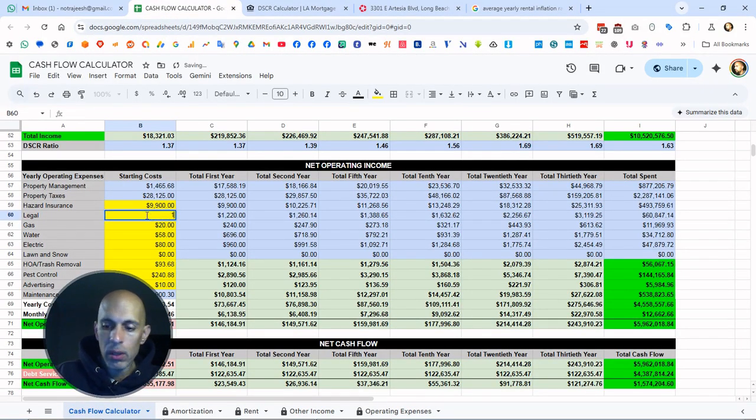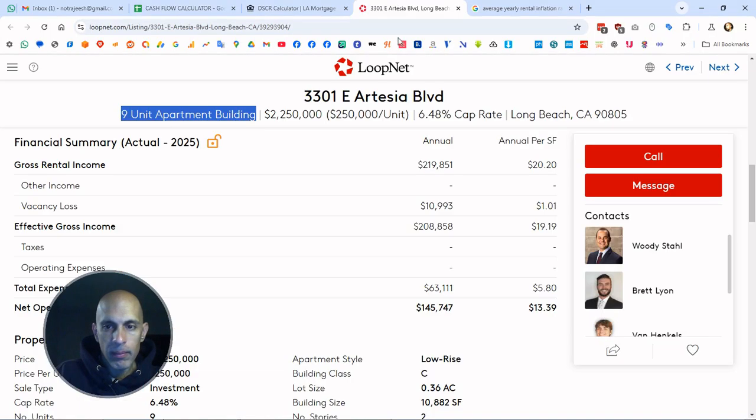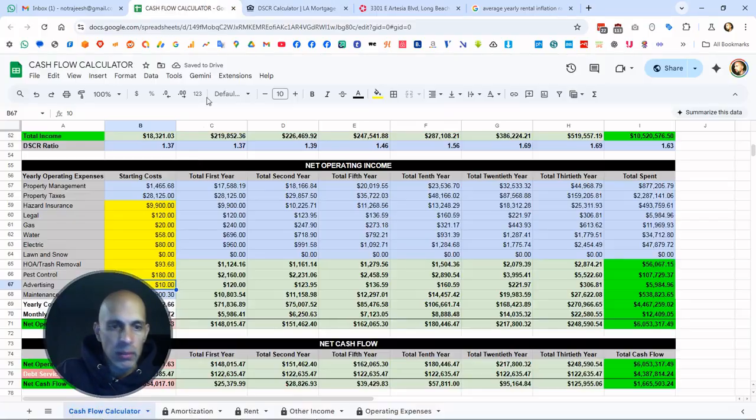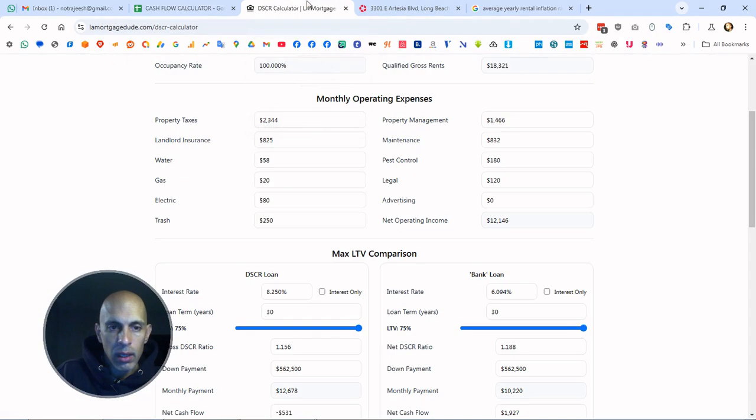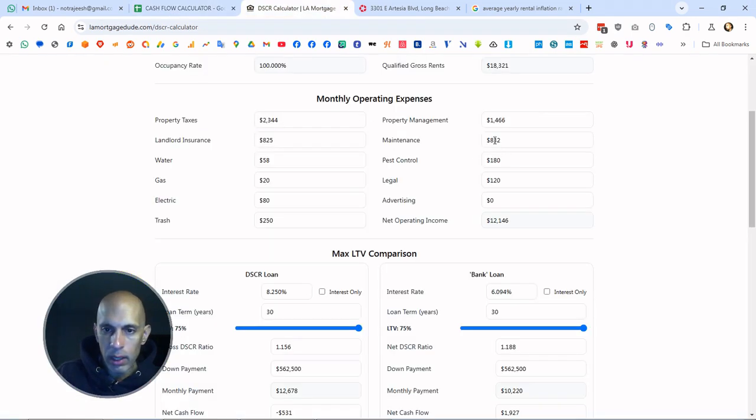120 a month for legal. Pest control is 180. Maintenance, I'm saying, is 832. So let's see here. What is that equal to? Maybe 4%. A little bit too little. 4.5. 824.625. 847. 833. So we're pretty close over there. So let's see what else. 1466 for property management. So we are looking at 832. Trash is 250.